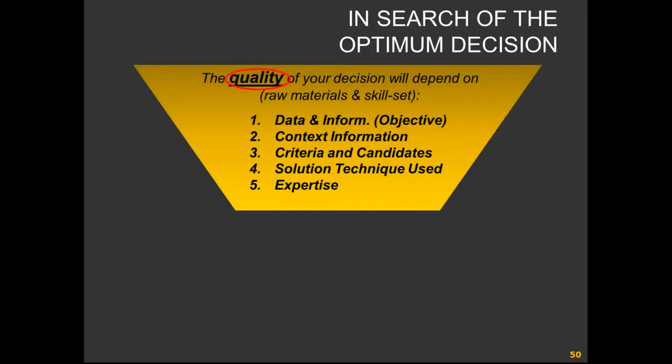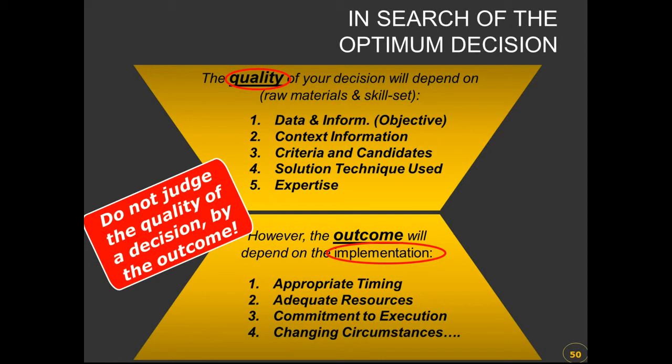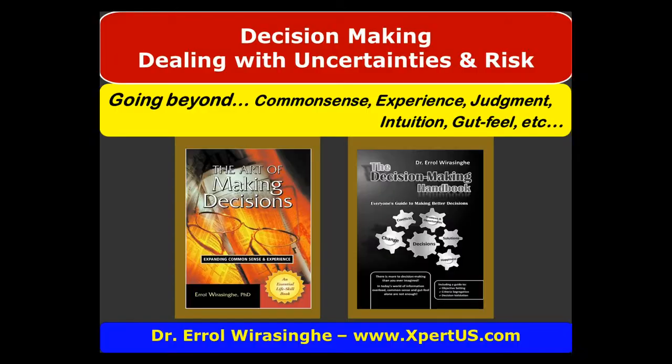As we search for the optimum decision, we have to deal with 2 parts. First, the quality of the decision, and then the implementation. The quality of the decision is a function of the data and the information, the context information, the criterion candidates, the solution technique used, and the expertise of the decision maker. Now, the outcome, on the other hand, is tied to the implementation as well. Because you can have a high quality decision poorly implemented, and we don't want to mix the 2. So do not judge the quality of a decision by the outcome, because they are totally different.